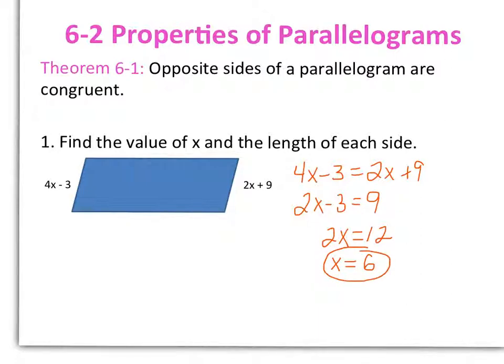So if x is 6, then let me find the lengths of each side. Since they're congruent, it does not matter which expression we substitute in for. So, using the one on the left, 4 times 6 minus 3, or 24 minus 3, which is 21. So the lengths of both of my sides are 21.